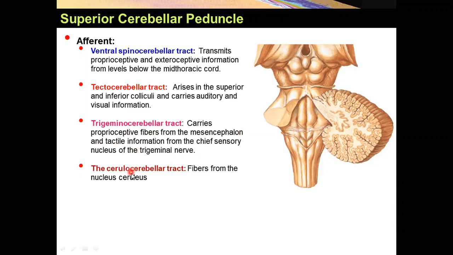The cerebellocerebellar tract contains fibers originating from the nucleus ceruleus. Remember, this nucleus is found in the locus ceruleus, which is located in the superior fovea at the upper end of the sulcus limitans, the main source of noradrenaline or norepinephrine produced in the central nervous system.